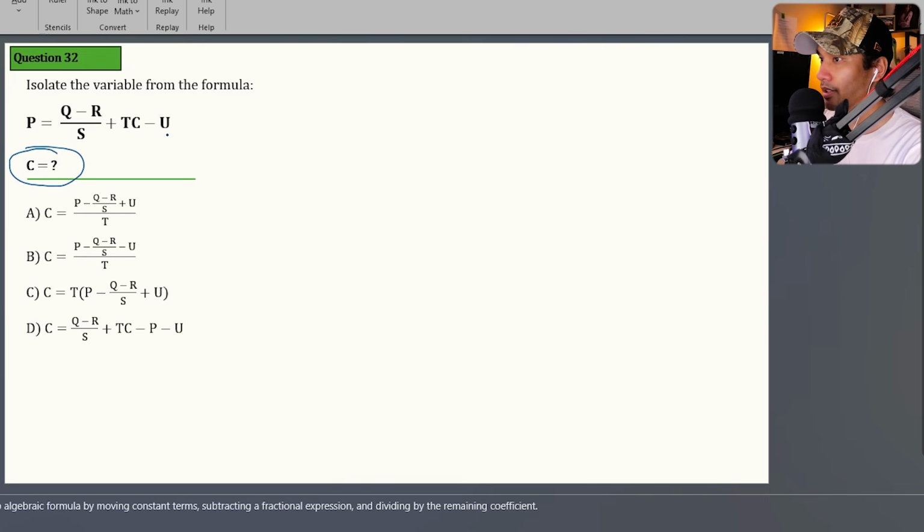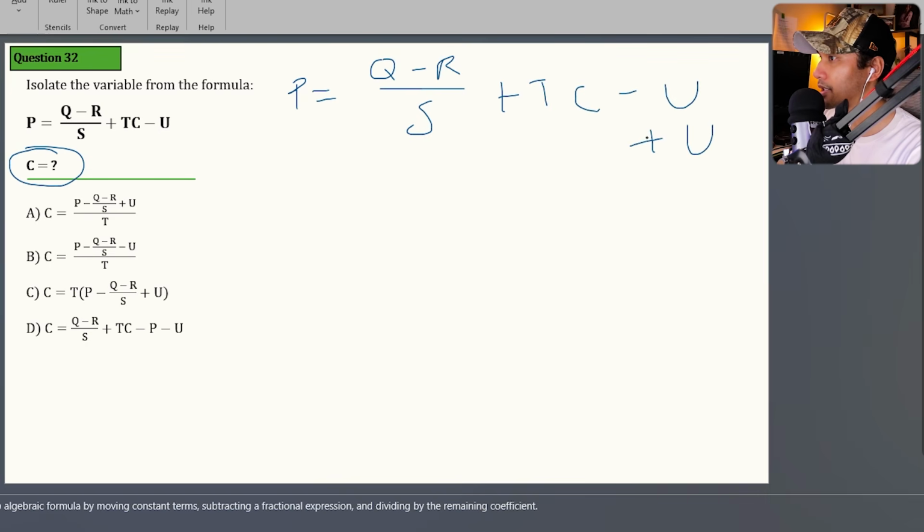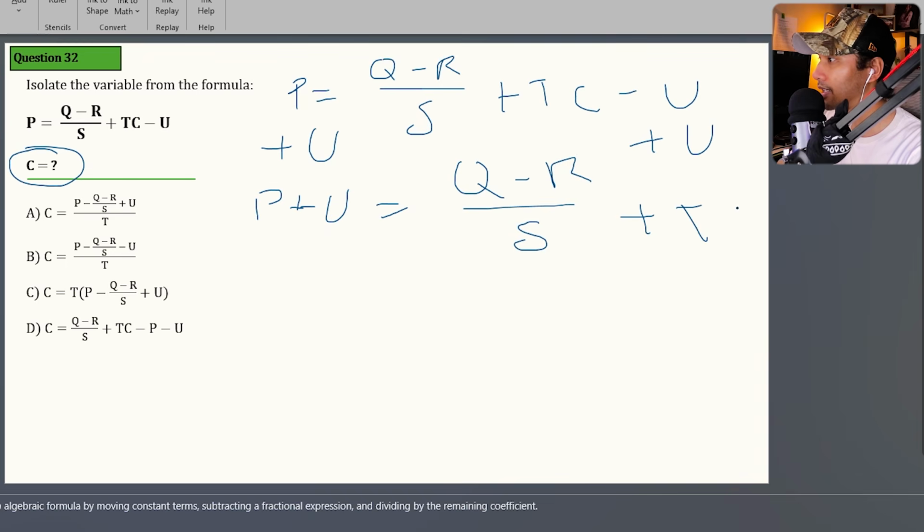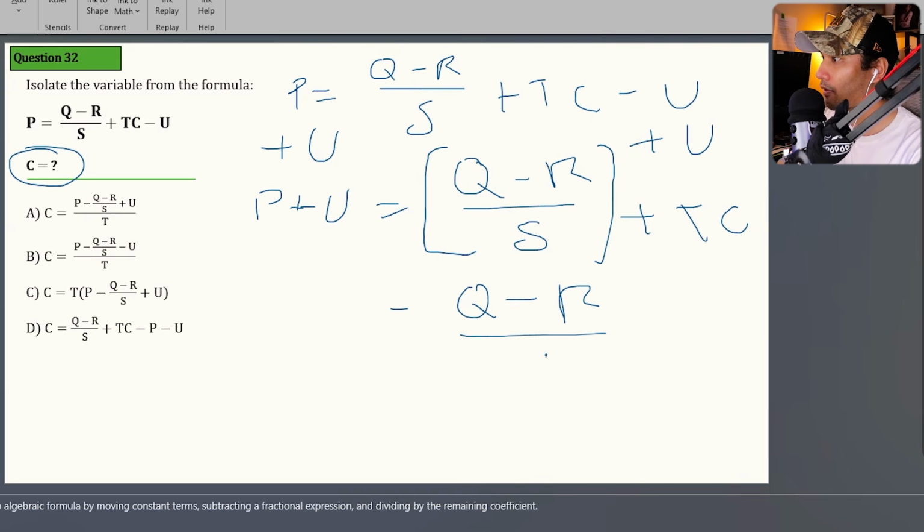So the first thing I'm going to do is add the U. So yeah, now I'm going to write it all down. P equals Q minus R over S plus TC minus U plus U. We have P plus U equals Q minus R over S plus TC. Now, because this is its own term, we can subtract this whole thing, Q minus R over S. We could do that, okay?